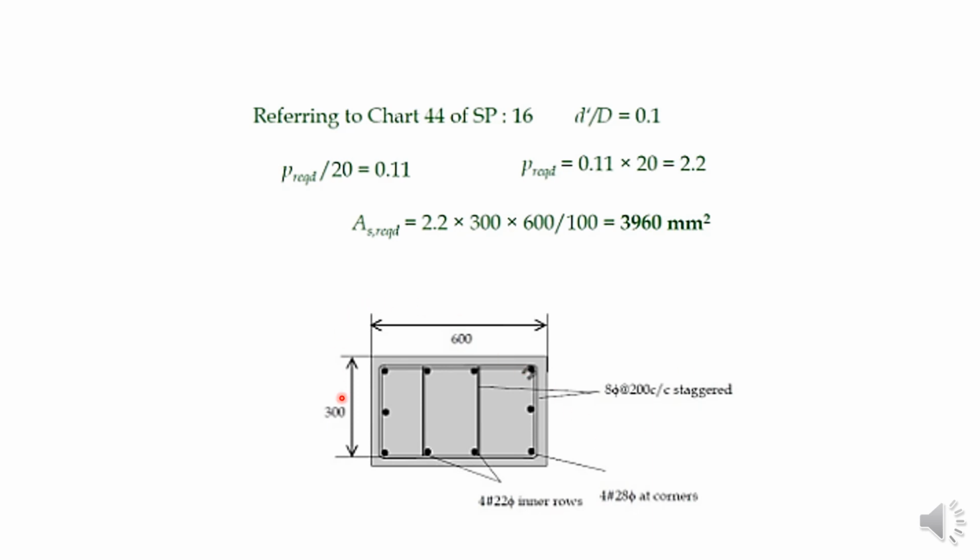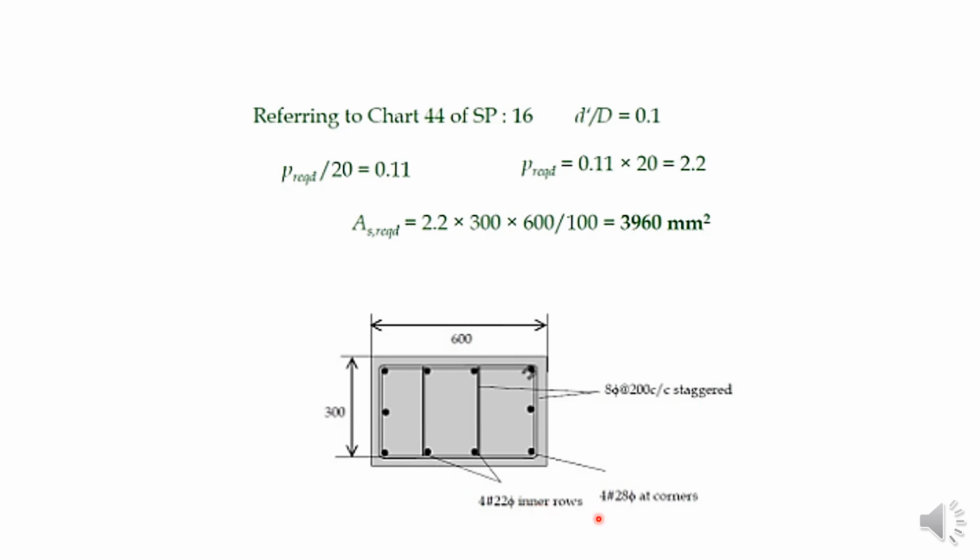So this is the reinforcement detail. From that we have to give the main reinforcement. We provide 4 numbers of 28 mm diameter bars in the corners, that is, 1, 2, 3, 4 numbers of 28 mm diameter bars in corners. We also provide 4 numbers of 22 mm diameter bars on the inner side. So the total Ast is provided with reinforcement in the corners as well as intermediate.